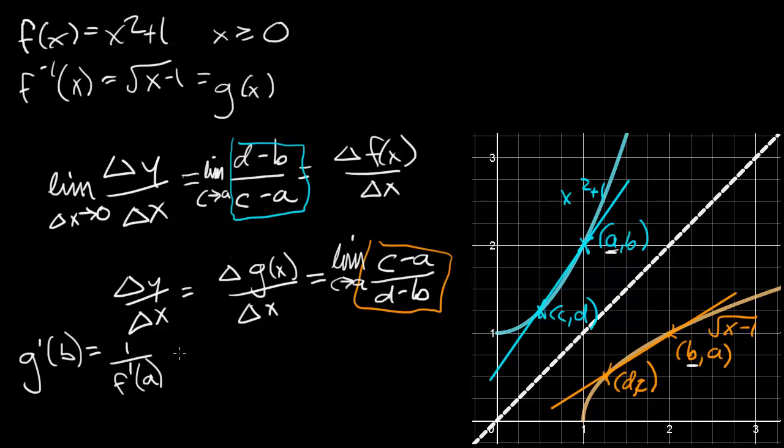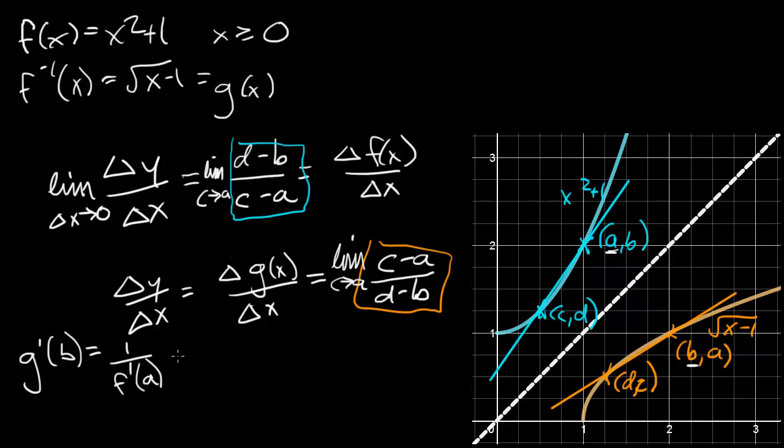So we've got two different x coordinates. Well, that makes sense. This point that's the same on the two functions isn't really the same. It's the switched x and y's, a comma b and b comma a. So if we used a over here, it makes sense we'd use b over here. So there we go. g prime of b equals 1 over f prime of a.